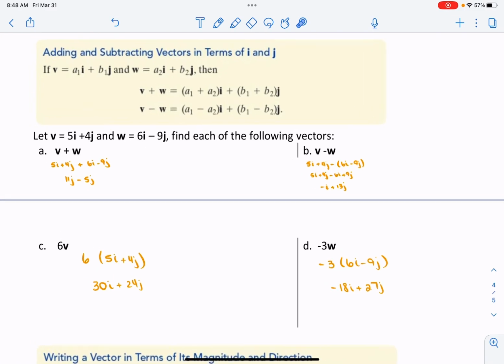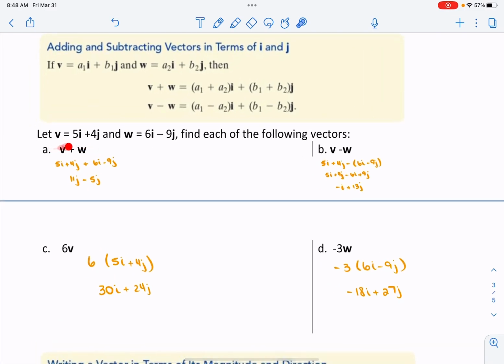So notice here for this one, it says v plus w, the vectors, to add them. So 5i plus 4j plus 6i minus 9j. We're going to add the 5 plus 6, and we get, and I apologize, that's an i there, it should be 11i, and then 4 minus 9, you get negative 5j. And then v minus w, make sure to distribute. So 5i minus 6i is negative i. 4j plus 9j is 13j.